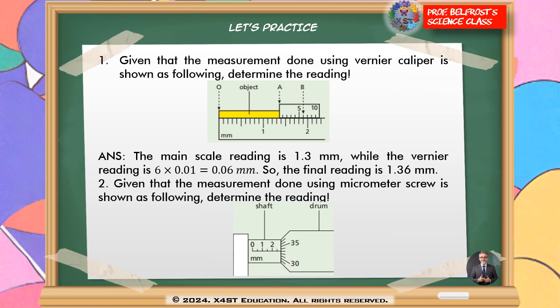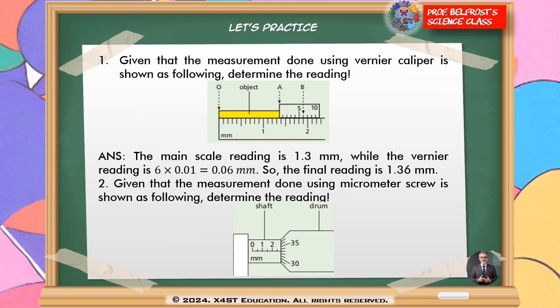And then the vernier reading. It has been shown because it's very hard to see this small picture. The line that coincides is in the B position, which is 6 on the vernier scale. So 6 times 0.01 is 0.06 millimeters. So the final reading is 1.3 plus 0.06, which is 1.36 millimeters.